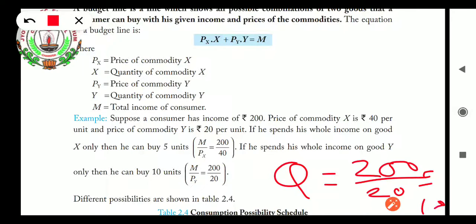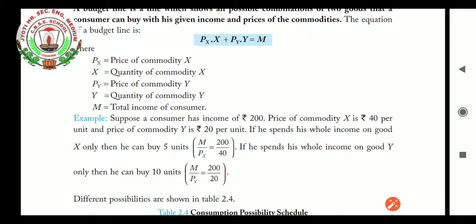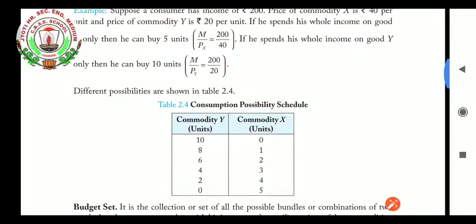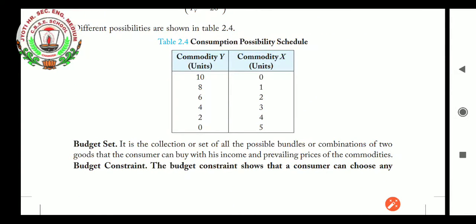So this is the way how we will get the quantity and price of any commodity. Different possibilities are shown in table 2.4. Besides this, we can have a combination. Let us see the consumption possibility schedule, commodity Y and commodity X.